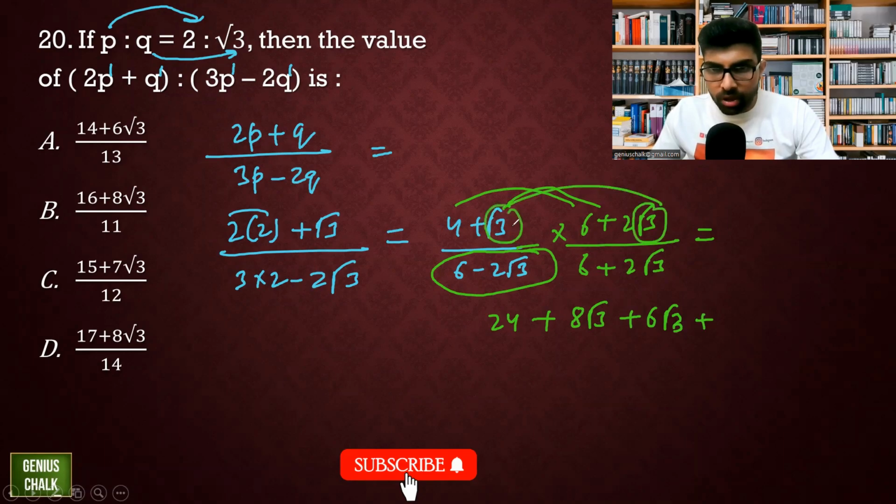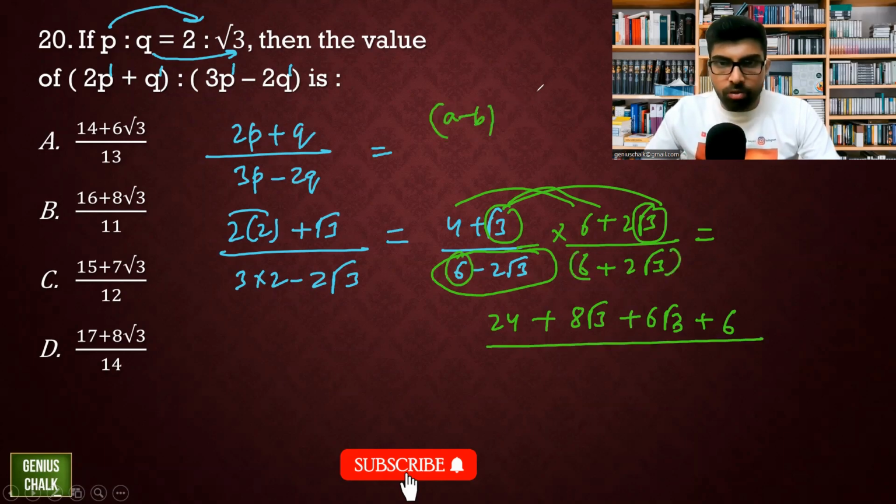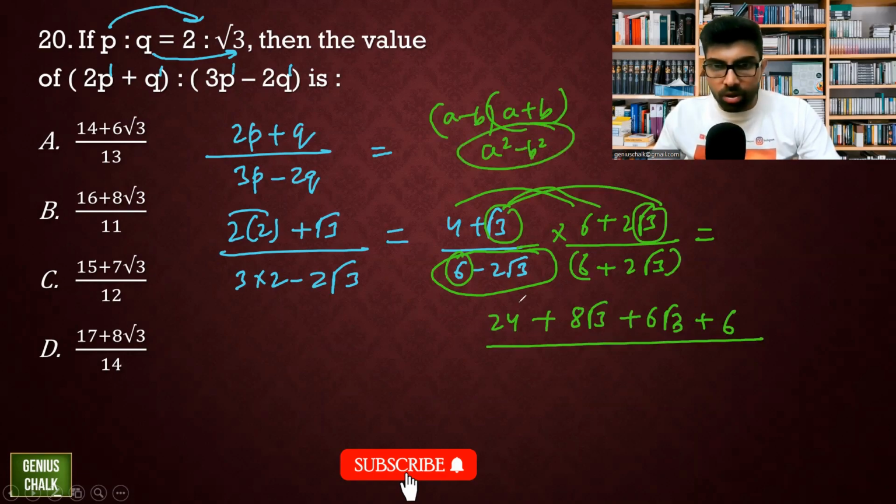Root 3 into root 3 is 3. So 2 3s are 6. And below, this is A minus B and this is A plus B form. So if this is A minus B, it can be written as A square minus B square. So write in this form: A square minus B square. So this is 6 square, 36, minus B square, 2 square, 4, and root 3 square, 3.